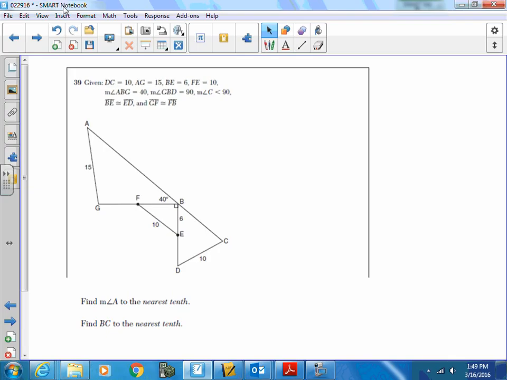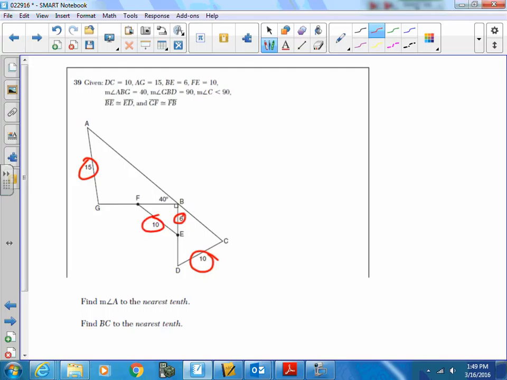Looking at number 39, we have a lot of given information. So let's just look at the given information and make sure it's all written on the diagram. Sometimes they give you a lot of given information and it's not even on the diagram. So let's make sure. So we have DC is equal to 10. Well, they have that 10 for us. AG is equal to 15. We have that. BE is equal to 6. They have that. FE is equal to 10. We have that.